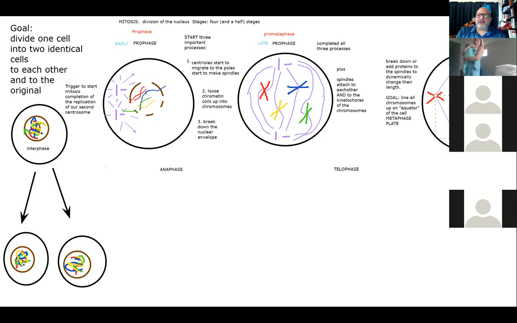Notice the yellow one, my spindle down here has to grow a lot further to move it up, and this one has to break down a lot. But in this fashion, what we are going to be able to do is move all of the chromosomes by changing the shape, changing the size of these spindle fibers to line them all up along the midline, along that metaphase plate at the center of our cell.